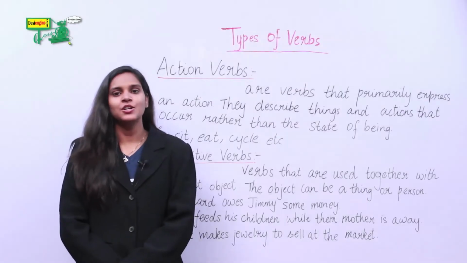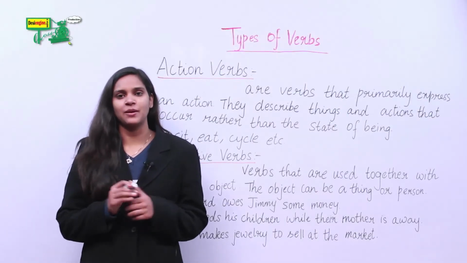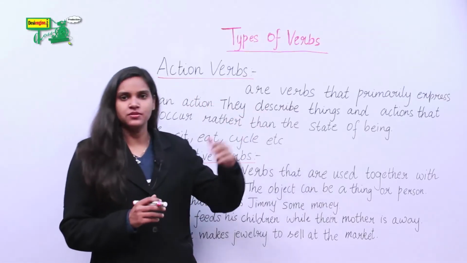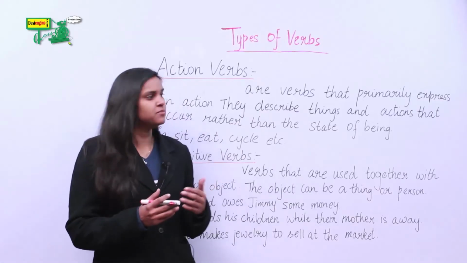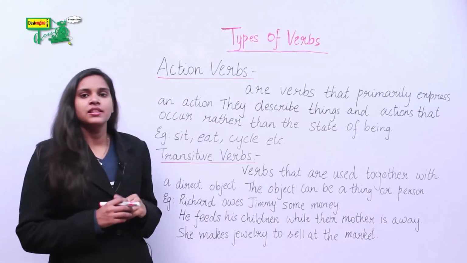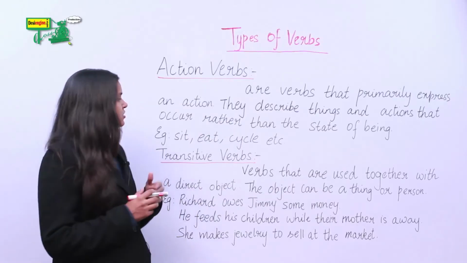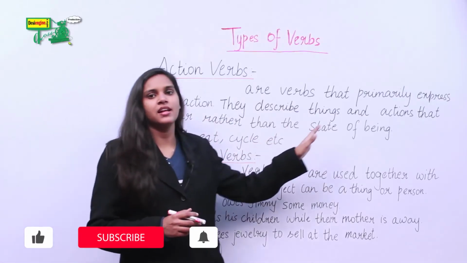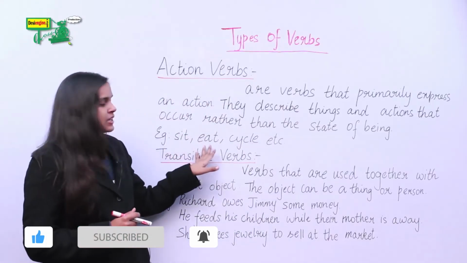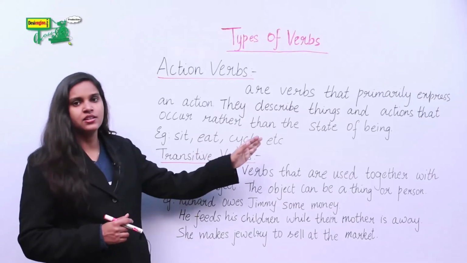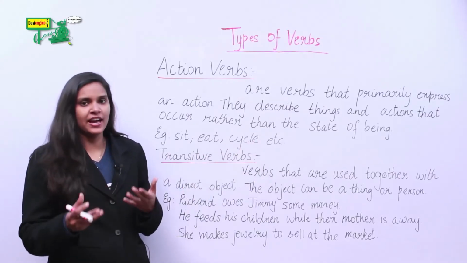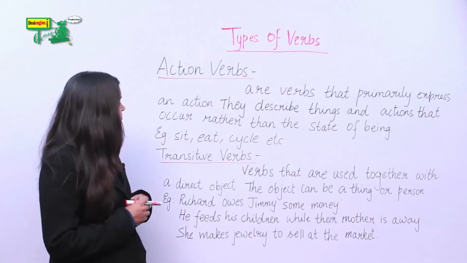Hello friends, today we are going to learn about different types of verbs. The first among them is action verbs. Action verbs are verbs that primarily express action. They describe things and actions that occur rather than the state of being. For example, sit, eat, cycle, etc. These are action verbs because they are describing actions that are taking place.